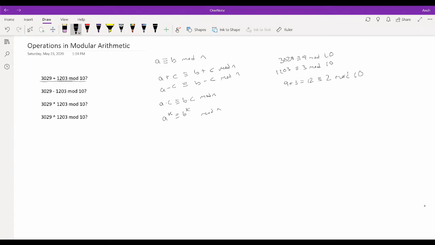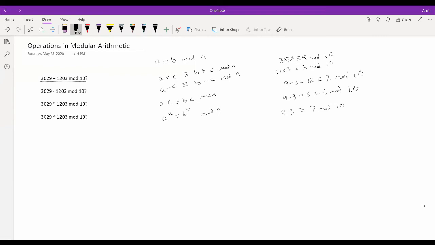Similarly, for subtraction, we'd take instead 9 minus 3, which equals 6, which is congruent to 6 mod 10. And then finally for the product, it works in basically the same way. We do 9 times 3, which is congruent to 7 mod 10. And if you plug this in a calculator, you'd see that this multiplies to a last digit of 7, which means that its value is 7 mod 10.